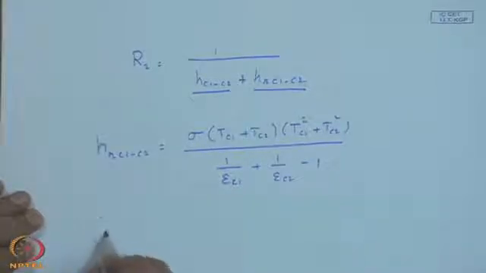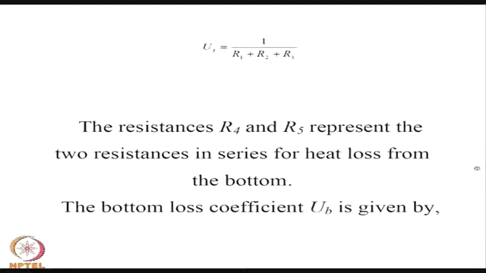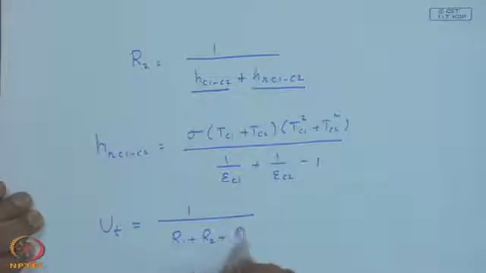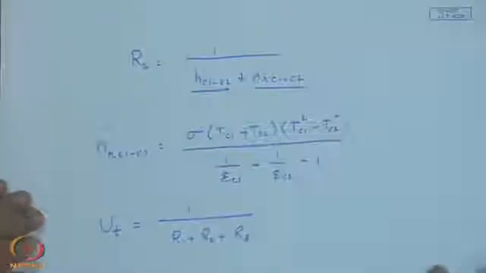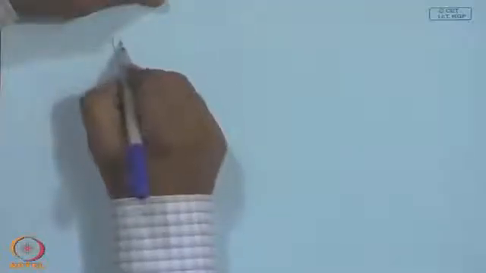So, now we are in a position to calculate the loss coefficient from the top Ut as the summation of the resistances R1, R2, R3 inverted. That will be corresponding to the second figure in the thermal network. First one is showing the parallel paths, the second one all of them in series, equivalently expressed as R1, R2, R3. And the bottom loss coefficient Ub is straightforward.